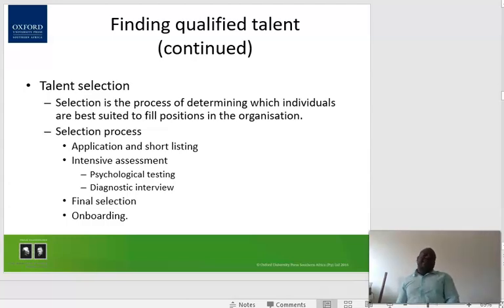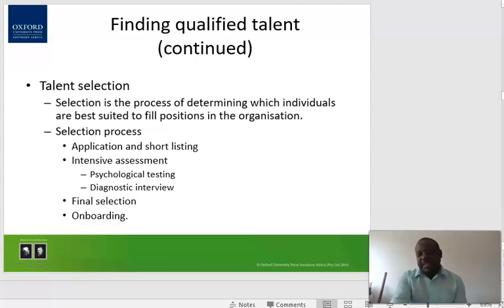But okay, going back to talent selection, selection is the process of determining which individuals are best suited to fill positions in the organization. The selection process basically starts with the application and shortlisting of candidates. Then it is followed by intensive assessment, which can take the form of psychological testing and also a diagnostic interview. Then after intensive assessment, final selection can be done, followed by onboarding.